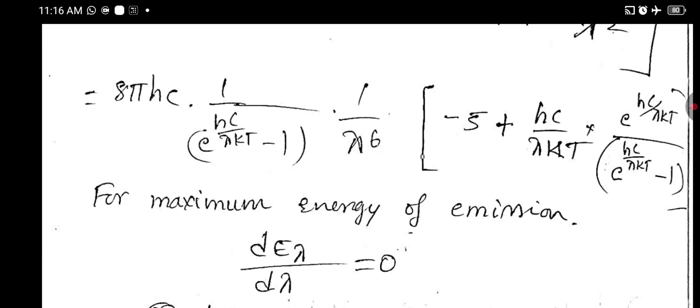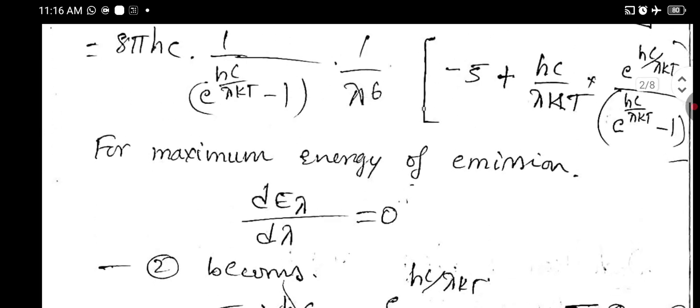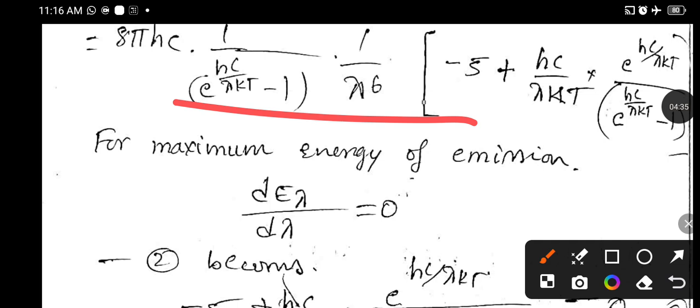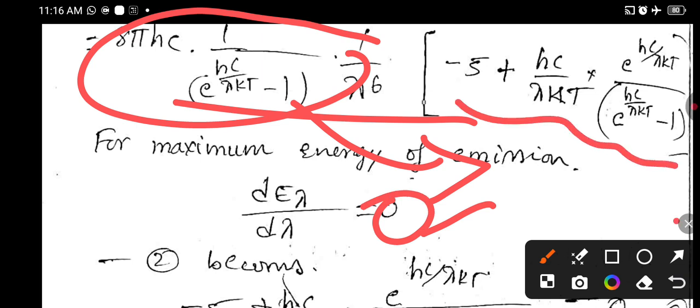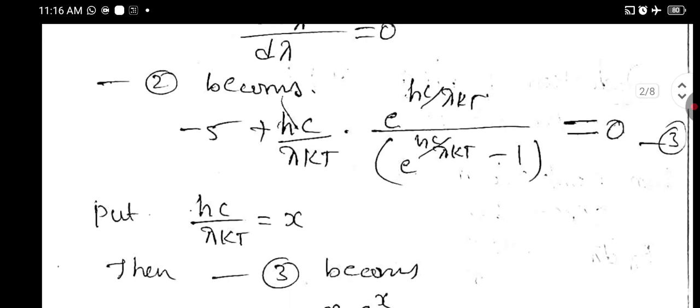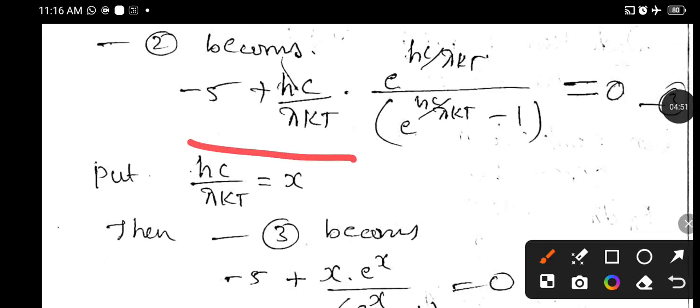But there is a condition for maximum energy emission: the differentiation is equal to 0. Then we put this value equal to 0, so this term is cross multiplied and equal to 0, and only this part remains. Then minus 5 plus hc by lambda kT times e to the power of hc/lambda kT is equal to 0. The other terms are equal to 0.